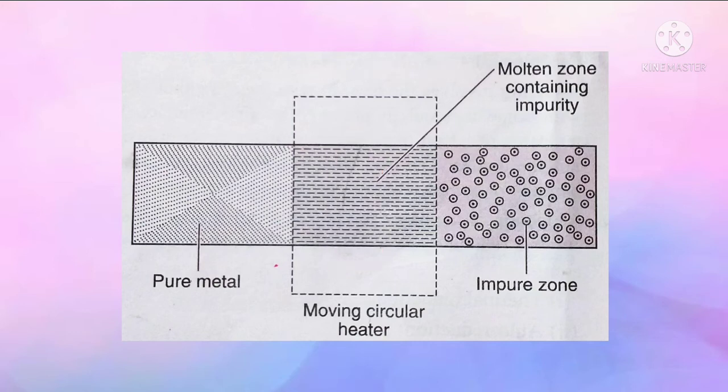So the metal melts at the point of heating, and as the heater moves on from one end to the other end, இப்போ என்ன ஆகும்? நம்ம we are slowly moving the mobile or this heater from one end to the other end. At the time, all these impurities are moved from one end to the other end, I can say. So at the point of heating, the metal melts, and as the heater moves on from one end of the rod to the other end, pure metal crystallizes.